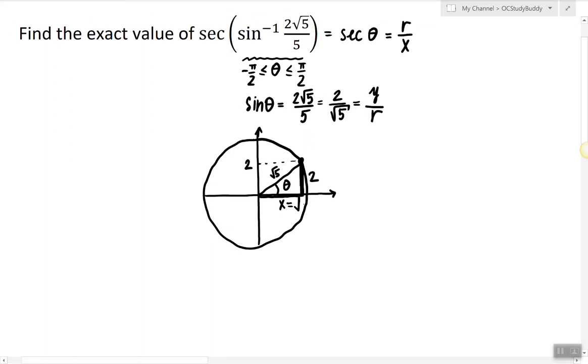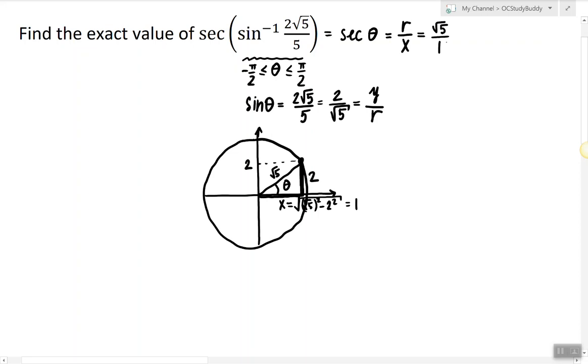So x will be equal to the square root of radical 5 squared minus 2 squared. So 5 minus 4 is 1. So x is equal to 1. Once we determine x, we can now easily answer the question. Secant of this angle theta is just square root of 5 divided by 1.